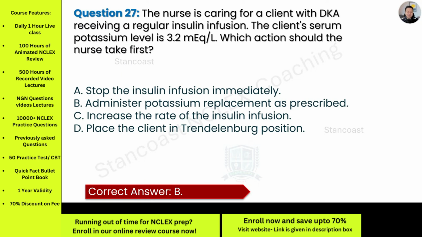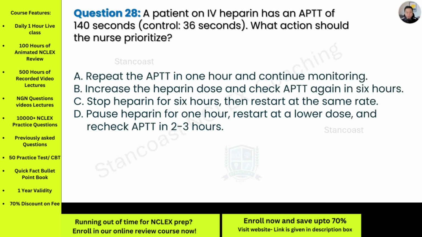This is something that you will be using when a patient is in a state of shock or low blood pressure, but it will not address the immediate danger of hypokalemia. Now let's have number 28.